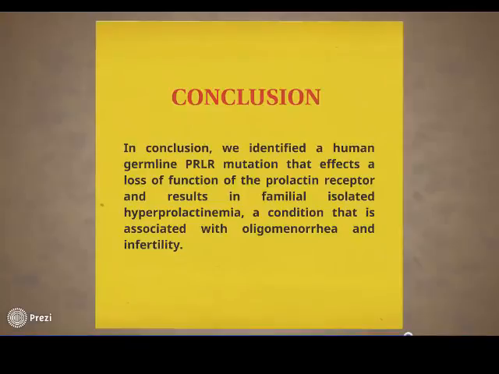Conclusion. In conclusion, we identify a human heritable PRLR mutation that causes a loss of function of the prolactin receptor and results in familial hyperprolactinemia, a condition that is associated with oligomenorrhea and infertility.